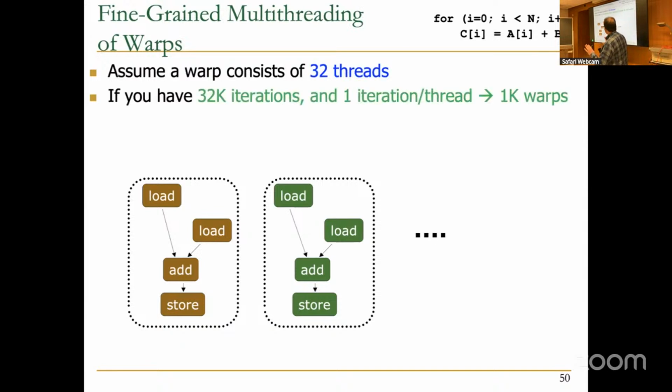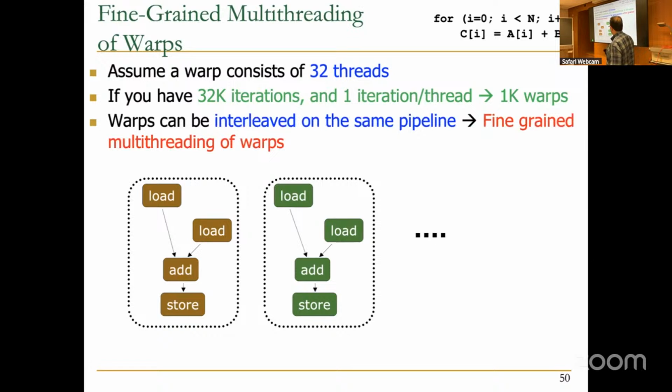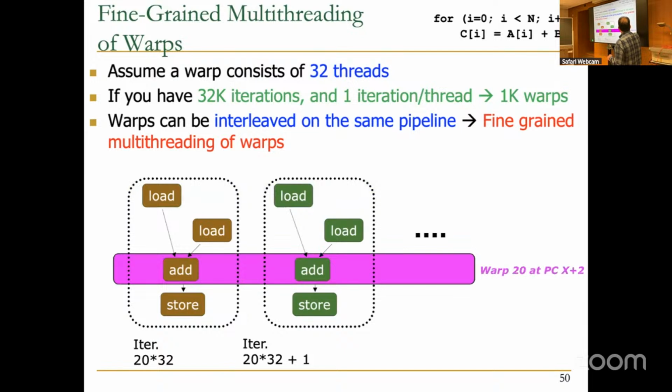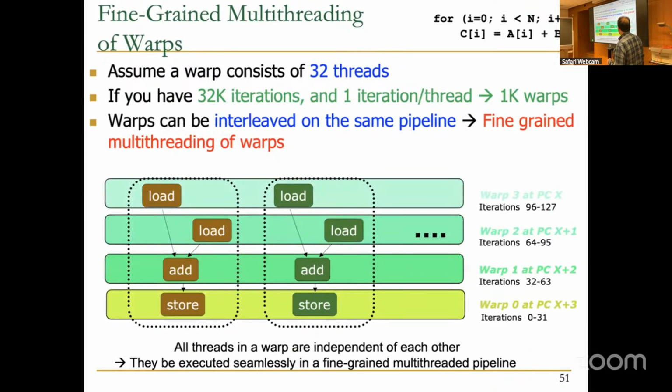So now let's see what fine-grained multithreading of warps is with a better example. Assume a warp consists of 32 threads. If you have 32K iterations, that means you need 1,000 warps where you're running your application. Warps can be interleaved on the same pipeline, which is fine-grained multithreading of warps. So as an example, warp 0 can be at PC X, warp 1 can be sometime later at this PC, and warp 20 can be at PC X plus 2, for example. So you are basically running them in different ways.